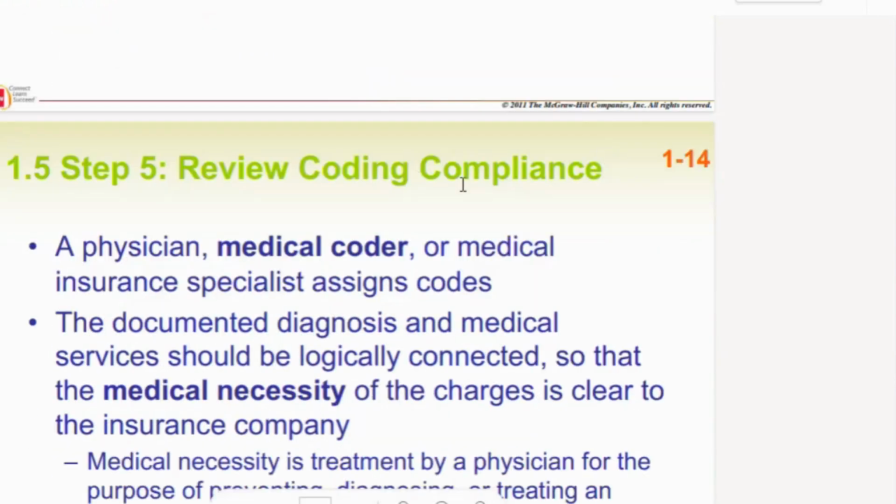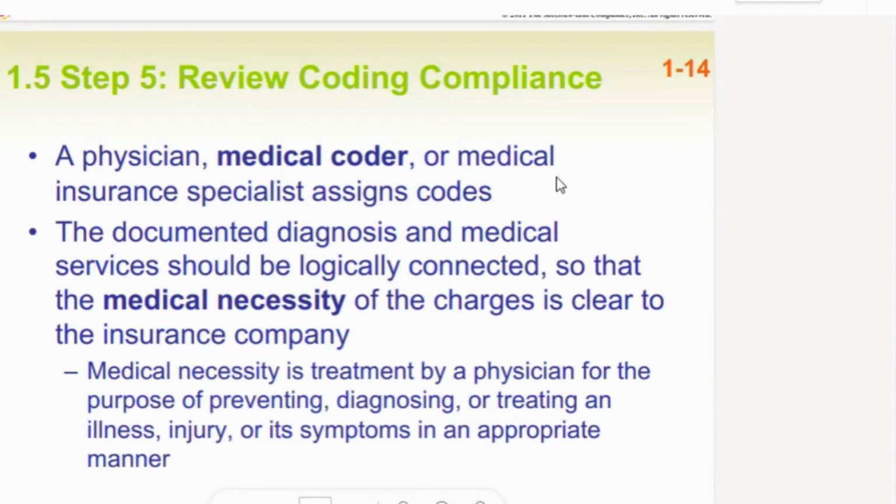Okay, review coding compliance. A physician, medical coder, or medical insurance specialist assigns codes. Some of you do medical billing, take heed to this. Medical necessity is treatment by a physician for the purpose of preventing, diagnosing, or treating an illness or injury. If the insurance company denies the claim and you need medical necessity, make sure you get it from the provider.